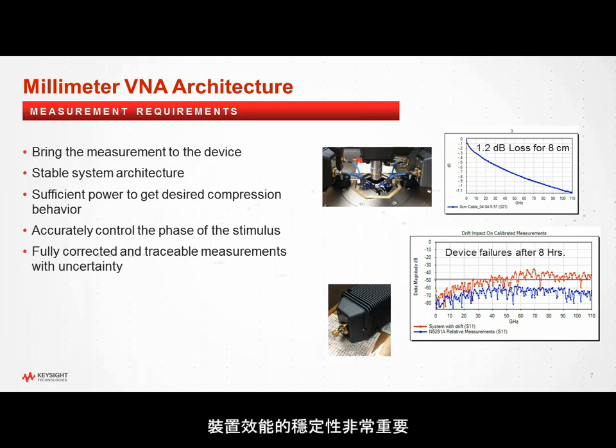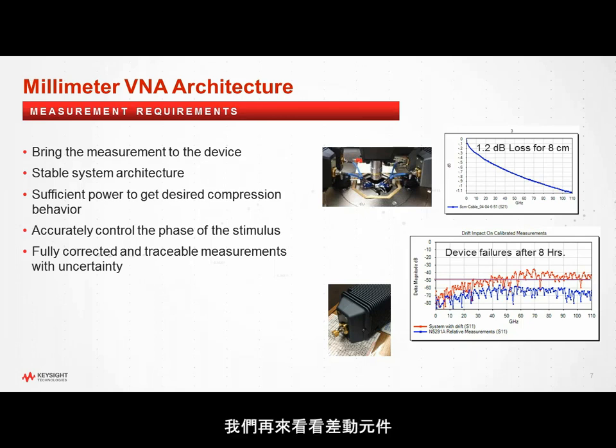So it's pretty critical that the device performance is stable, and it forms a big part of this solution. The other thing is when you're doing things like compression measurements on amplifiers, you want to ensure that you have enough power at the test port or at the measurement plane to the device under test. And this is driven by how well the module or extender is designed and how well it can produce high power at the broadband frequencies. So that is another requirement.